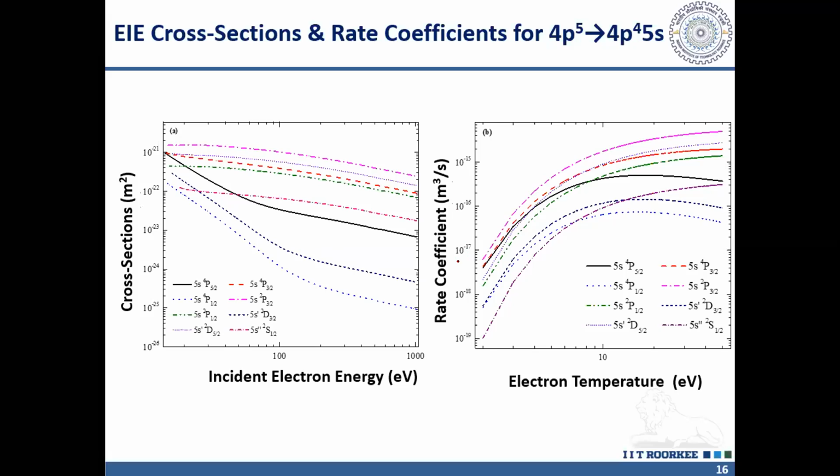And these are the rate coefficient results with respect to the electron temperature, and this is again the well-known behavior of the rate coefficient. Initially, as the temperature increases, the rate coefficient increases, and then it becomes constant.